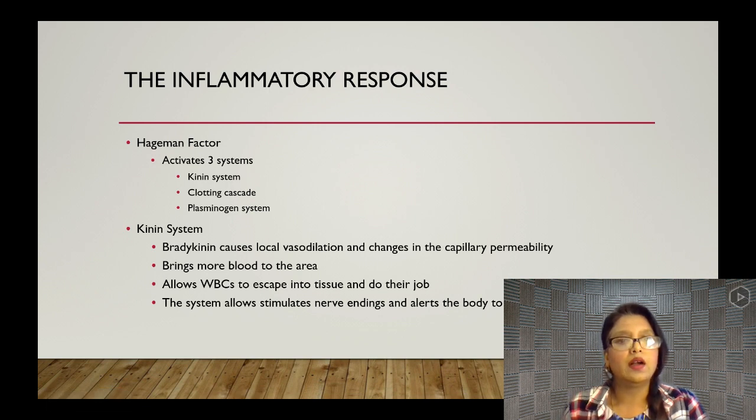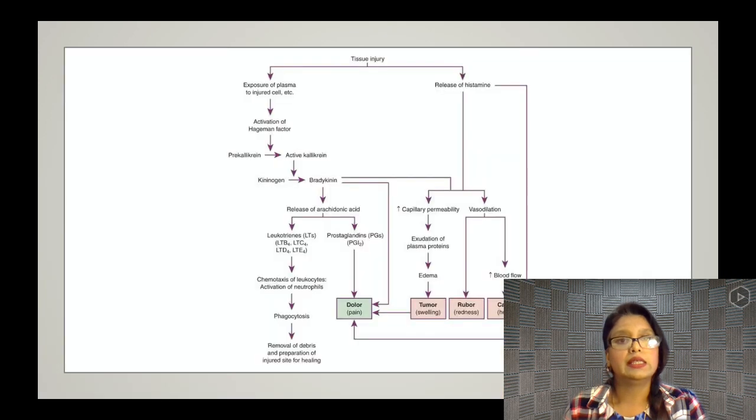So the kinin system is the first system. Bradykinin is one of the kinins that will cause local vasodilation and changes in capillary permeability. So it will cause the vessels to dilate, and then all the blood flows to that area. So let's say someone got a cut, and there's inflammation and swelling after a little while, right? What happens is the blood vessels open up, and that's called vasodilation, and the capillary permeability opens up because it will bring all those WBCs to that area, and that will stimulate the nerve endings and alert the body, telling it, hey, we have this area injured and we need to bring all those WBCs and vasodilation to this area. So that is the kinin system.